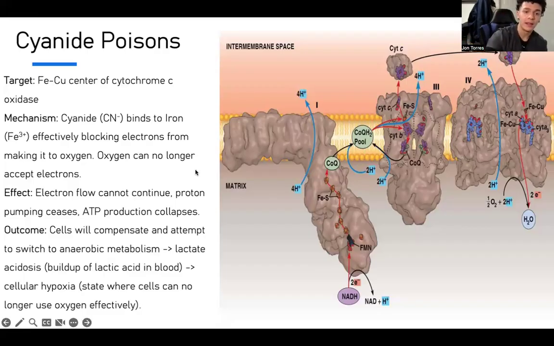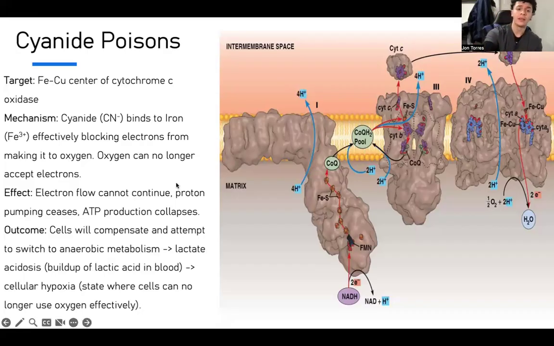So the effect, electron flow cannot continue. The electron gets stuck right there, can't go any further. Proton pumping ceases. So now if electrons aren't moving through, they're not releasing energy, the protons don't have the active energy to go up their concentration gradient. And if that proton pump ceases, ATP production will collapse. We no longer have that gradient, which is our power for ATP synthase to occur.